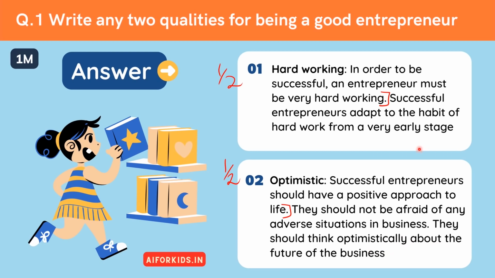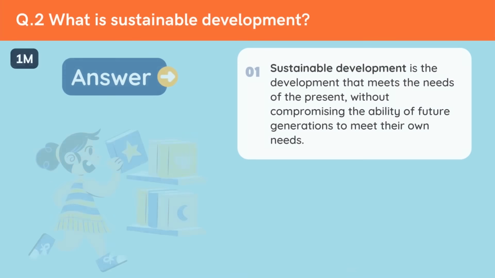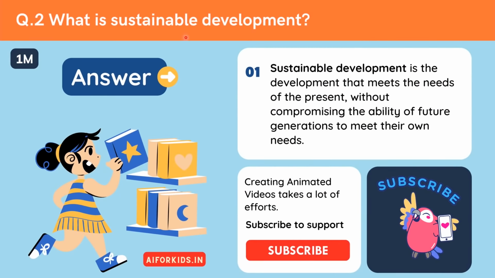Let us move on to the next question. Now we have the second question: what is sustainable development? Many of you would start answering that sustainable development is the 17 goals which were released by the UN in 2015 or something like that. But you are totally wrong here, because this is not asking about sustainable development goals. It is asking about only sustainable development, which is different from SDGs.